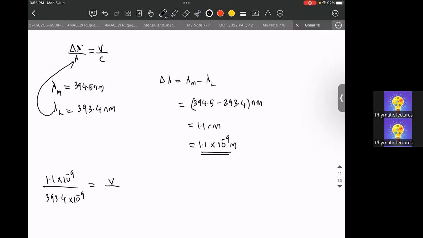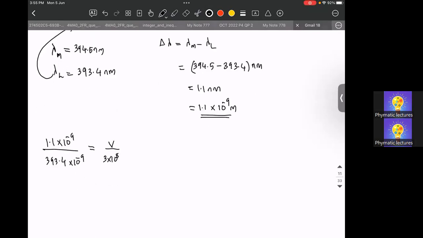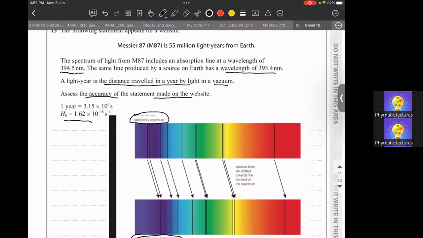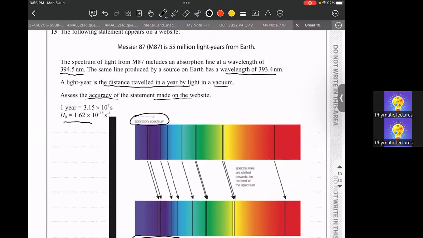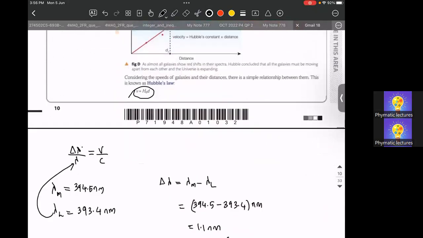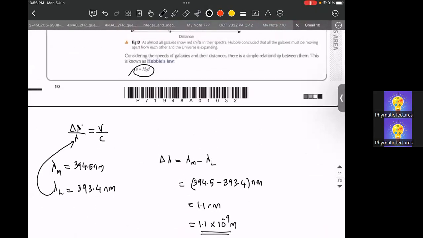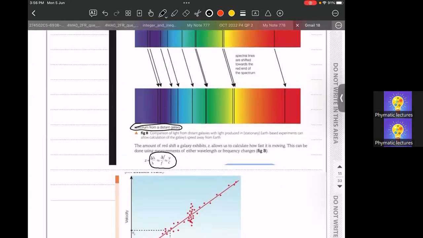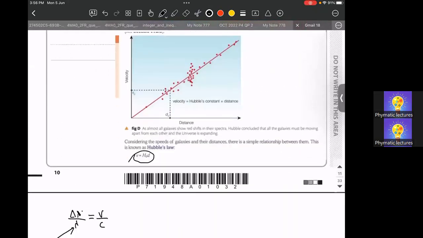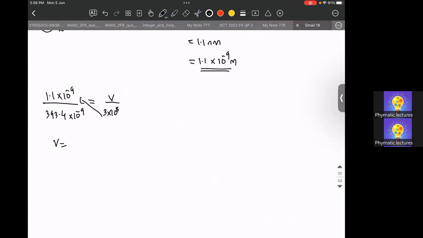Using this we can find the speed of the star, divided by the speed of light, which is 3 × 10^8. So cross multiply and we can find the speed. What we are actually doing is assessing the accuracy of the statement made. If it is correct, the velocity we calculate using both the equations must be the same. That is the idea. So we can calculate the velocity from these values. Make v the subject.